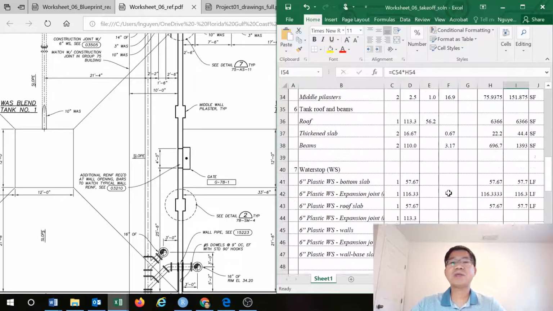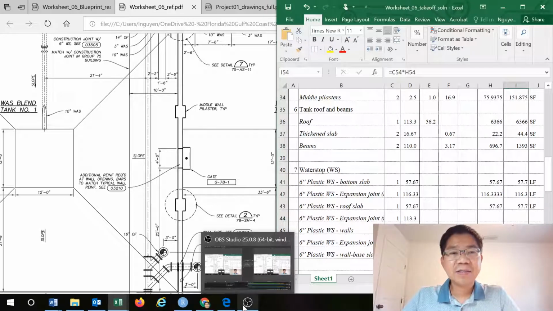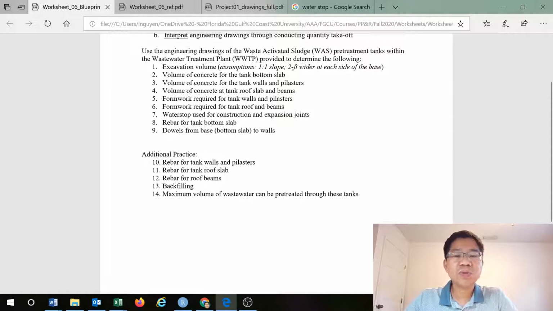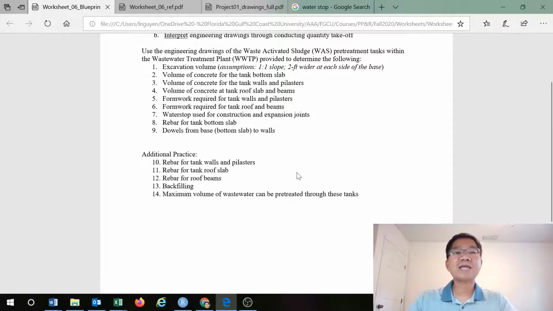So that is the walkthrough, and hopefully you can practice and do extra work yourself here, doing the rebar for the tank walls and pilasters, the tank roof slab, etc. If you master that, with the drawings with you, then you can do a project, and hopefully you can read the drawings for any actual drawing that you have.